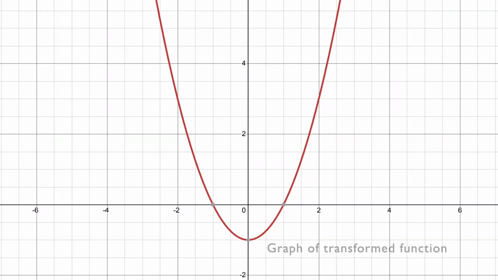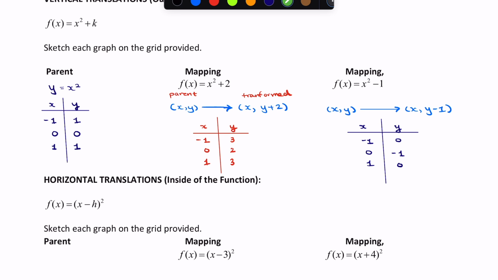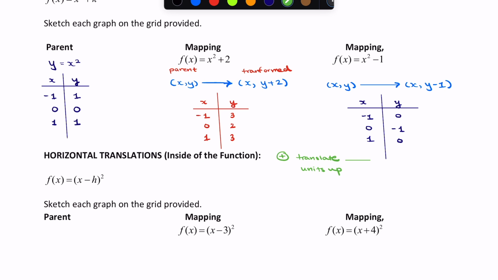So when we look at our translations, if the k value is positive, we know that it is translated blank units up, depending on what the number is. If it's negative, it's translated blank units down.